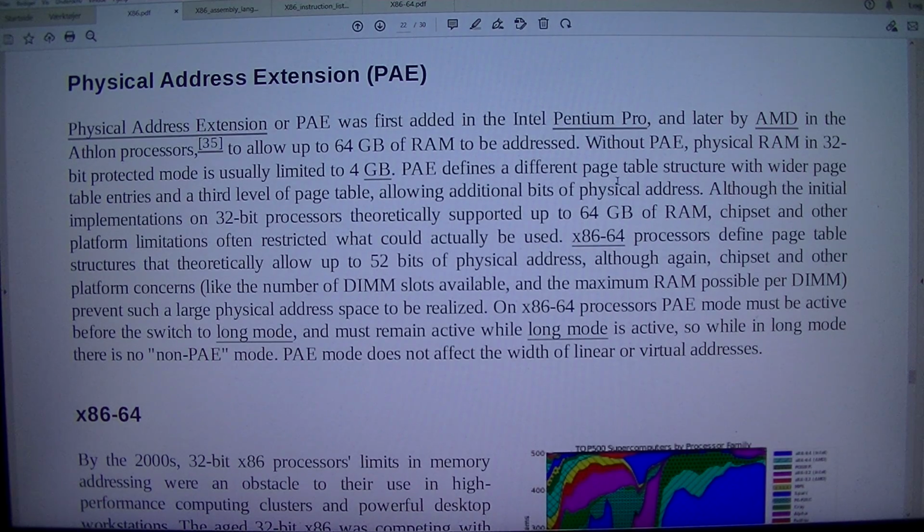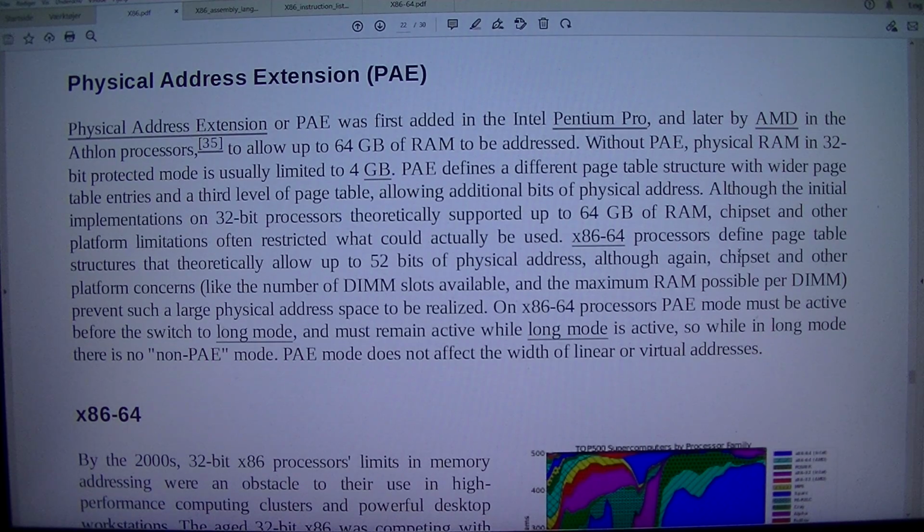PAE defines a different page table structure with wider page table entries and a third level of page table, allowing additional bits of physical address. Although the initial implementations on 32-bit processors theoretically supported up to 64 GB of RAM, chipset and other platform limitations often restricted what could actually be used.